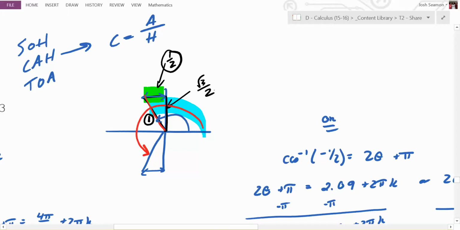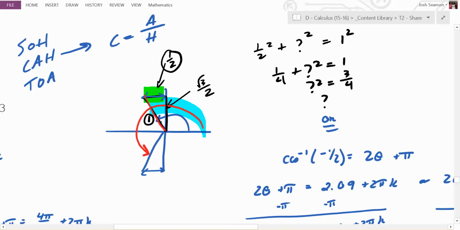Do you remember that √3/2 value? I'm just telling you right now, you must know that. It's something you just have to know. Why is it that? How would you figure it out? 1/2 squared plus something squared equals 1 squared. So 1/4 plus question mark squared is equal to 1. Question mark squared is equal to 3/4. What's the square root of that? √3 over √4, which is √3/2.